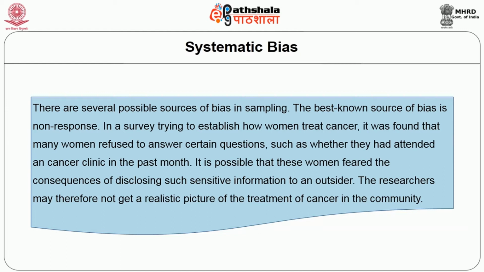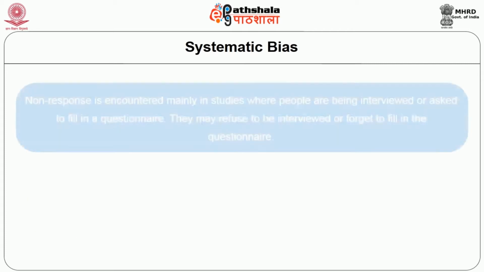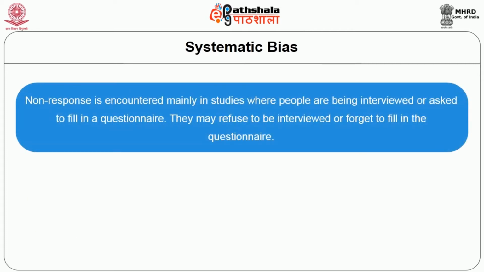The best known source of bias is non-response. In a survey trying to establish how women treat cancer, it was found that many women refused to answer certain questions, such as whether they had attended a cancer clinic in the past month. It is possible that these women feared the consequences of disclosing such sensitive information to an outsider. The researchers may therefore not get a realistic picture of the treatment of cancer in the community.